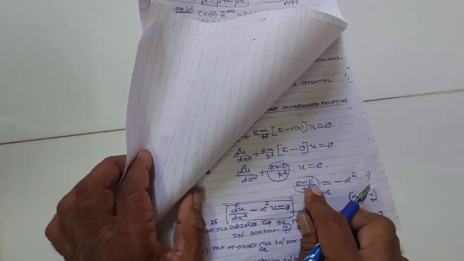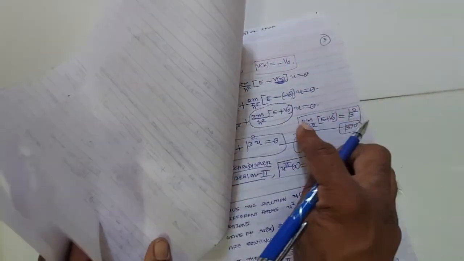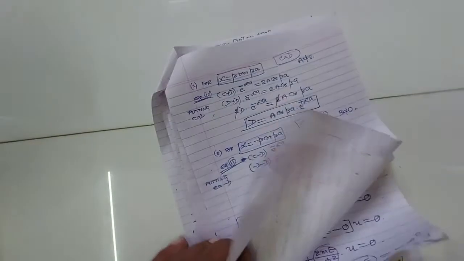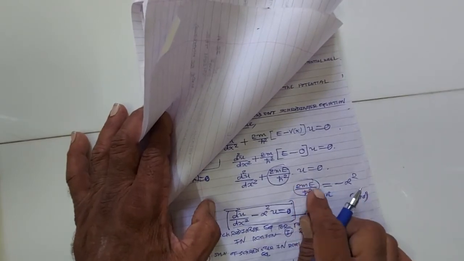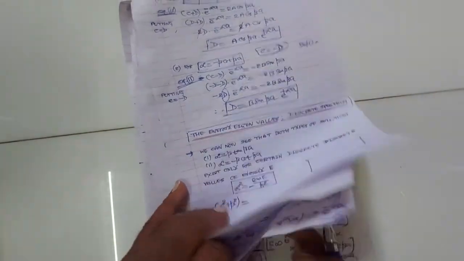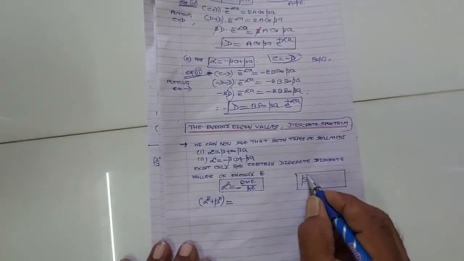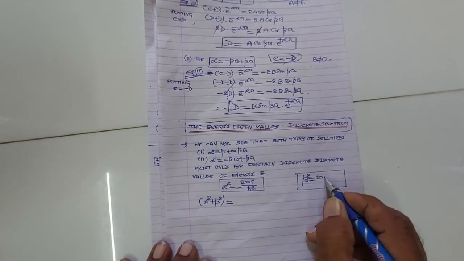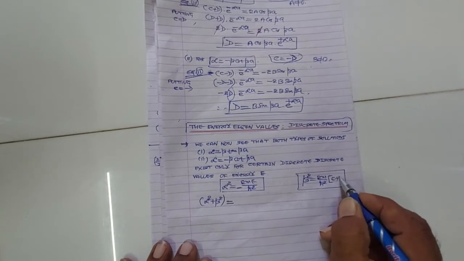Alpha square is defined by minus 2mE upon h cross square, and beta square is defined by 2m upon h cross square into (E plus V0). So alpha square is defined by minus 2mE upon h cross square, and beta square is defined by 2m upon h cross square (E plus V0), right?